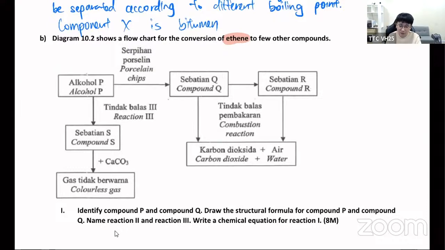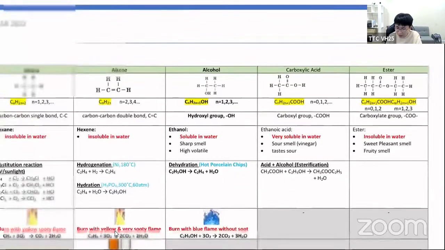Yes, correct, someone gave me the answer already. Do you see alcohol plus porcelain chip? What's the process called? Porcelain chip is to absorb water, so we call this dehydration. If you take out water from alcohol, it's left with compound Q. And what's compound Q? If you don't recall, it's here.